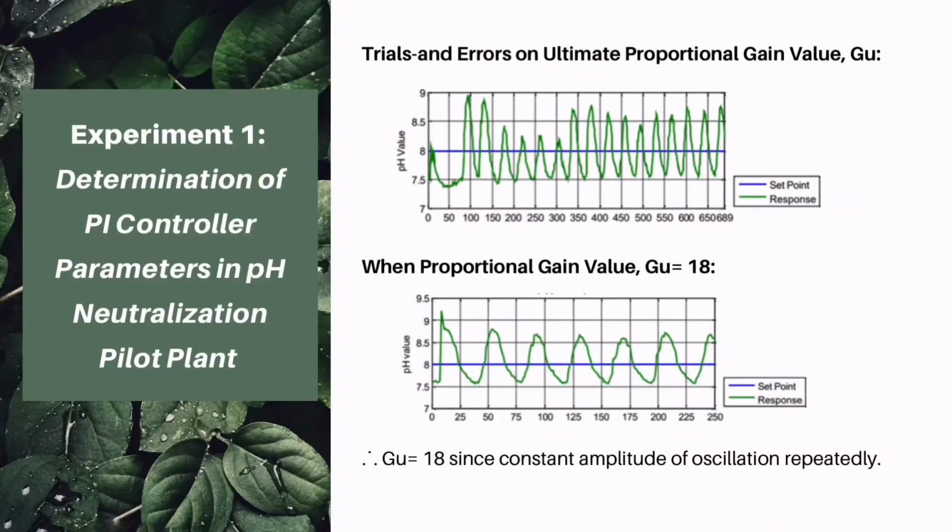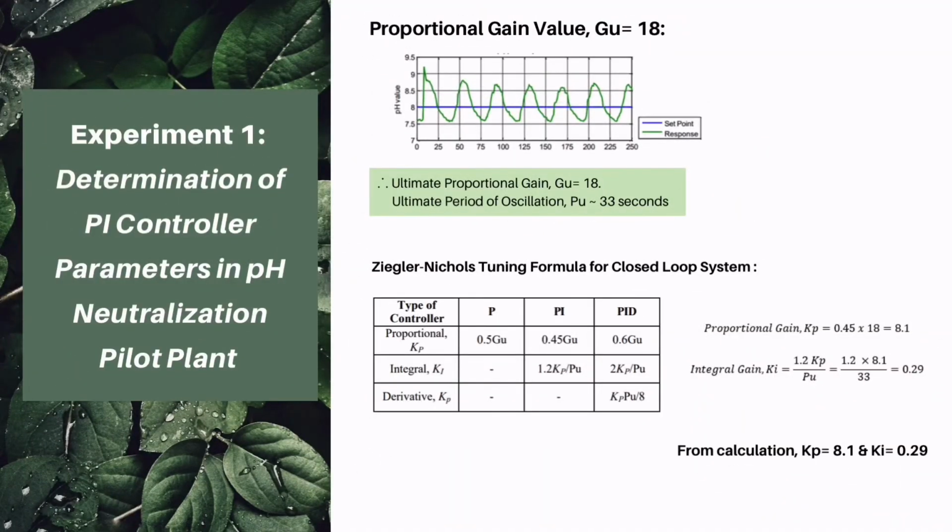In this experiment, we aim to determine the tuning parameters of the PI controller. After a few trials and errors, it is suggested that 18 is the optimal value for the ultimate proportional gain, Ku, as the pH value response in the graph appeared to show a constant amplitude of oscillation repeatedly at this value. After getting the ultimate proportional gain value and the period of oscillation, we can calculate the proportional gain and the integral gain of the PI controller using the Ziegler-Nichols method. From calculation, Kp value is 18 and Ki is 0.29.